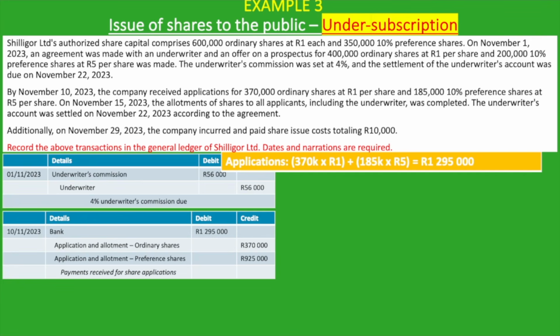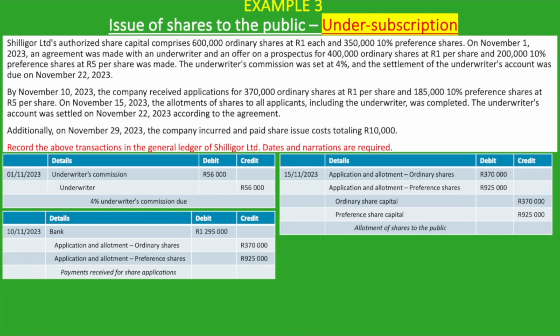Okay, so we're going to start by allotting the shares to all the applicants. It's very easy. It's the same as the previous example that we went through. We debit application and allotment for both ordinary and preference shares, and then we credit each class of shares, ordinary shares and preference shares. So that's exactly what we're going to do on the 15th of November, the date at which we are allotting the shares to the applicants. We debit application and allotment for both ordinary and preference shares, and then we credit ordinary share capital and preference share capital with their respective totals. Okay, and the narration here is allotment of shares to the public.